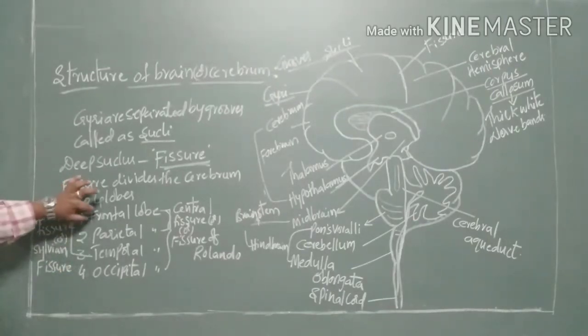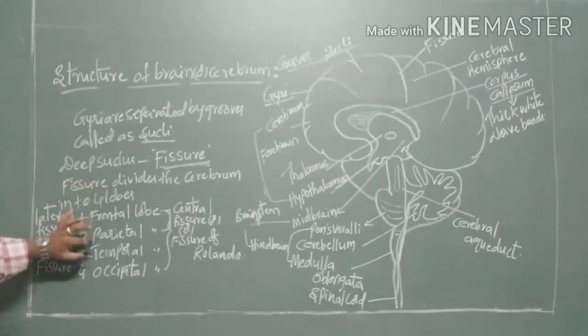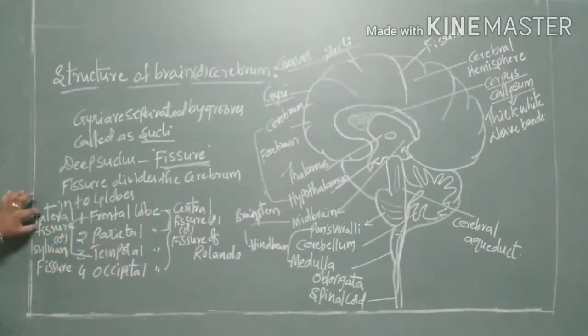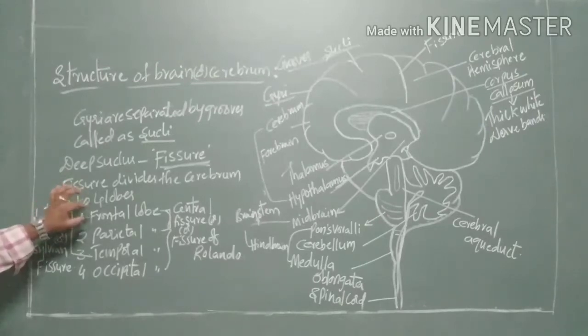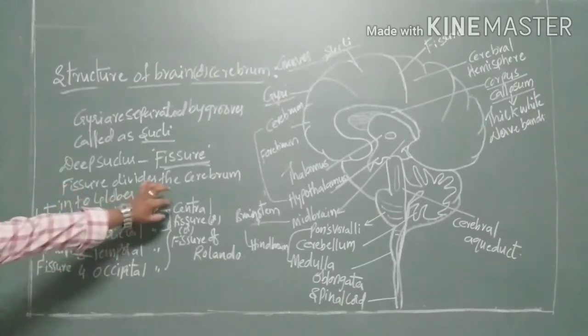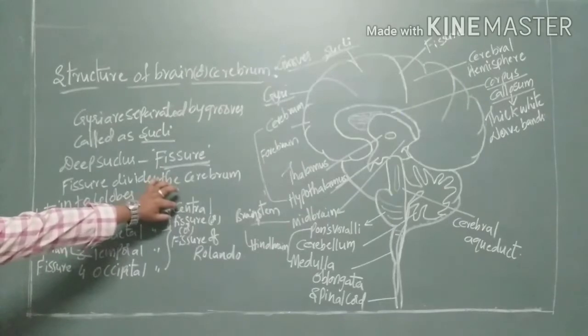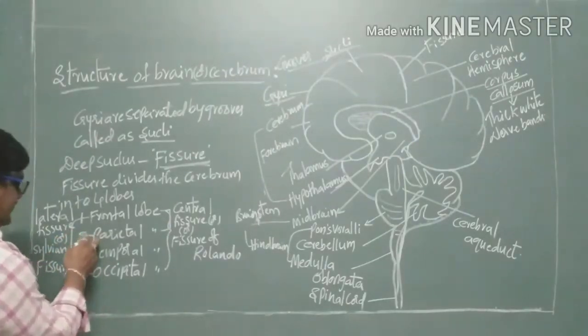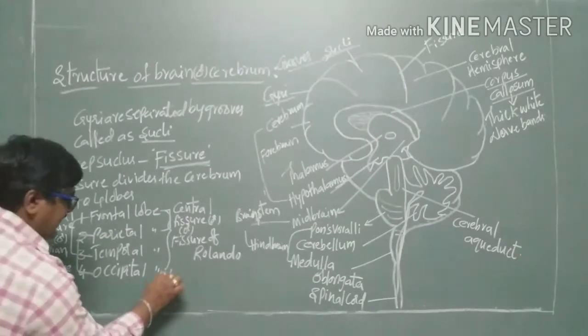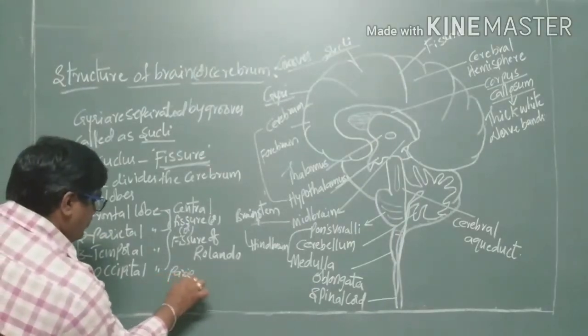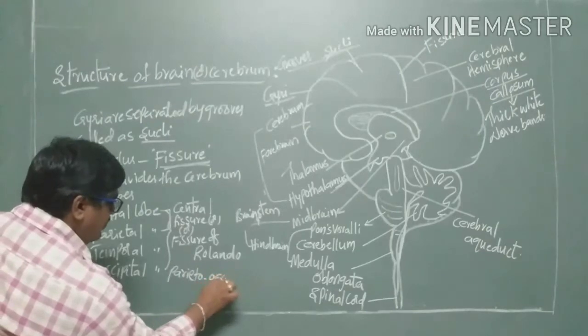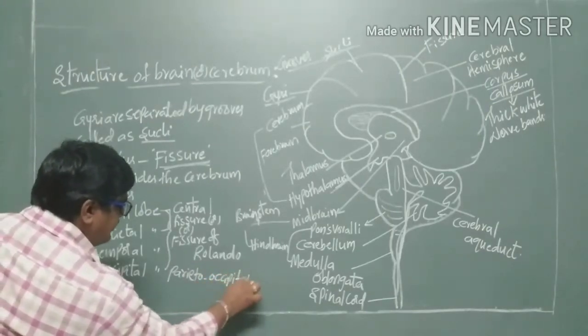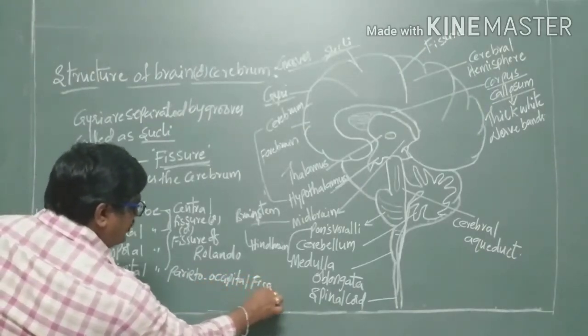The fissure which separates the frontal and temporal lobes we can call the lateral or Sylvian fissure. The fissure which separates the frontal and parietal lobes is called the central fissure, or fissure of Rolando. The fissure which separates the parietal and occipital lobes we can call the parieto-occipital fissure.